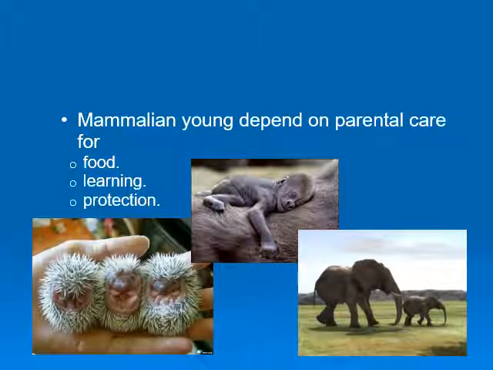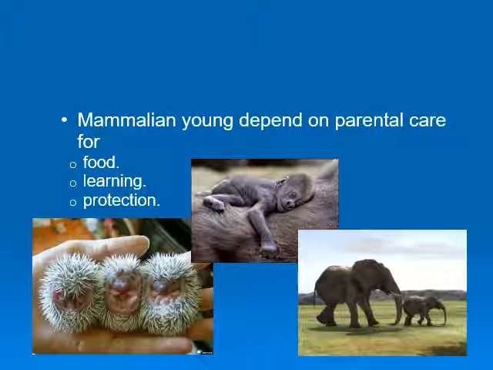One of the things that makes mammals special, no matter what type they are, is that the babies are going to depend on parental care for a pretty long period of time. They'll depend on the parent for food. They'll depend on the parent for learning different behaviors, as simple as elephants learning how to find water with their parents. And they'll also depend on parental care for protection, for protecting the babies from predators.